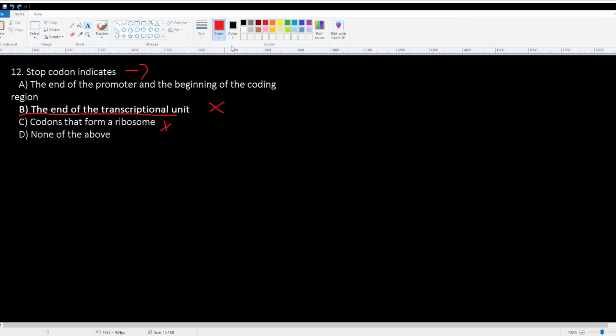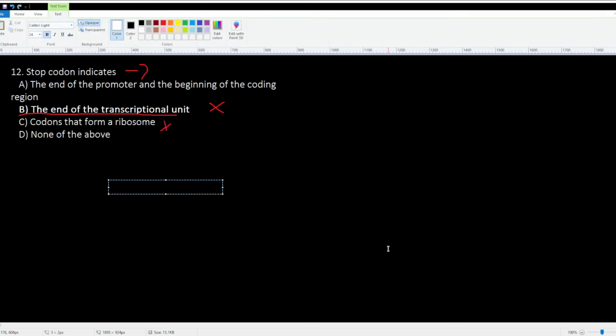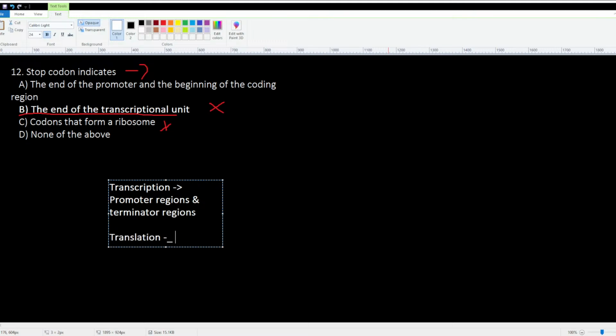So yeah, basically we have the stop codon. During transcription, we have promoter regions and terminator regions. Then during translation, we have start codons, or start codon singular, and stop codons.